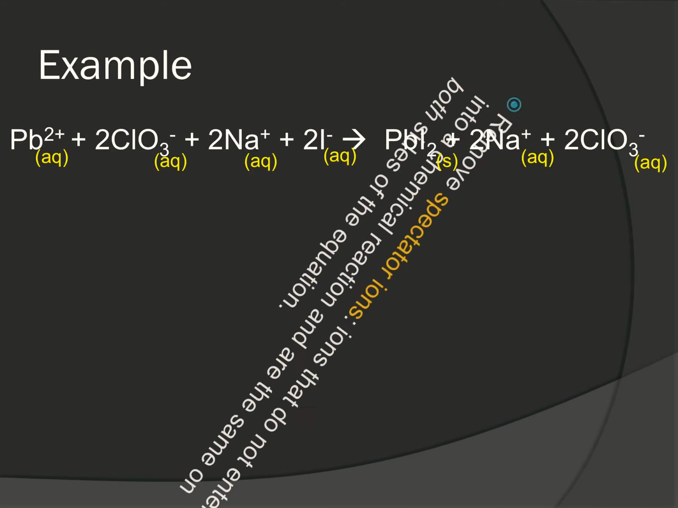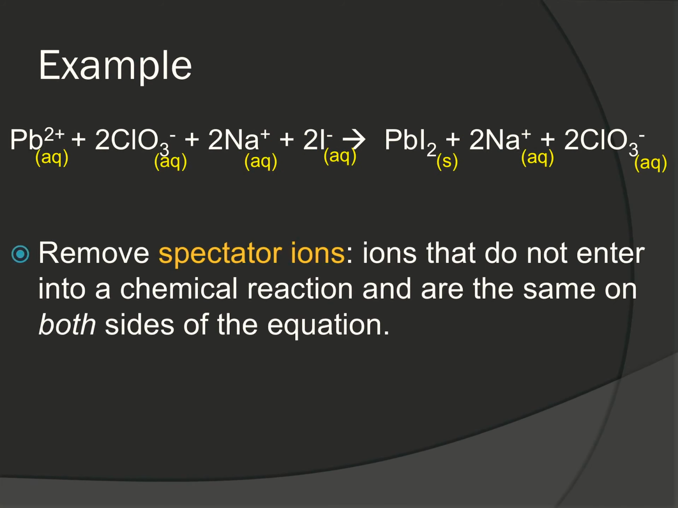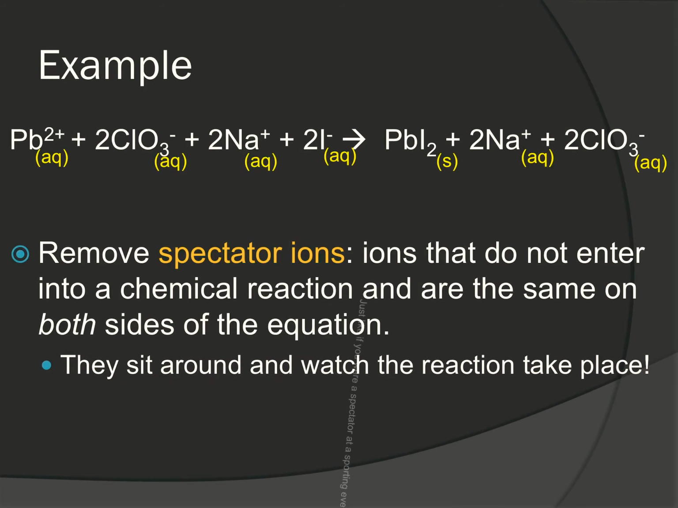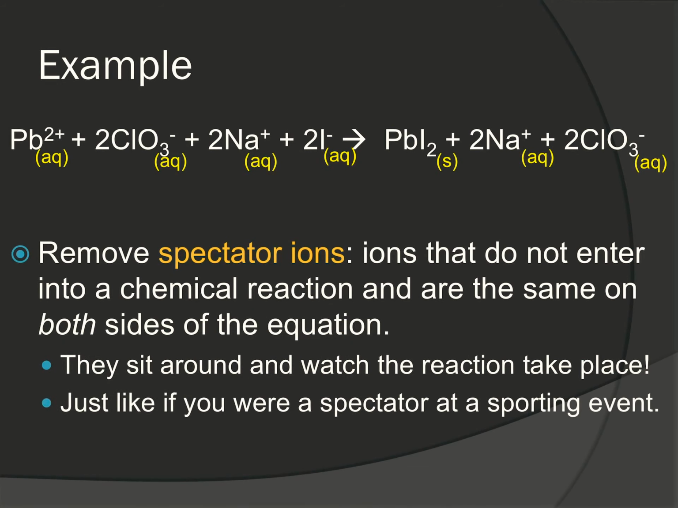So now what we're going to do is remove our spectator ions. These are the ions that do not enter into a chemical equation and are the same on both sides. So what this essentially means is they just don't participate in the reaction. That's why they stay exactly the same before and after, just like if you were a spectator at a sporting event.